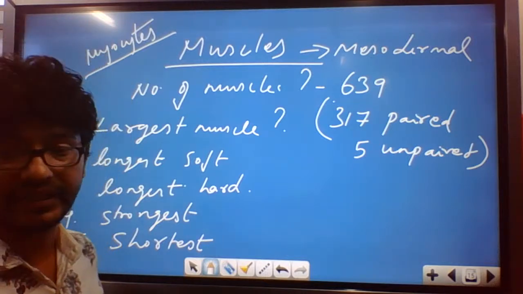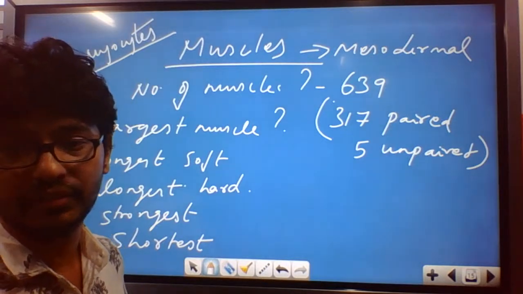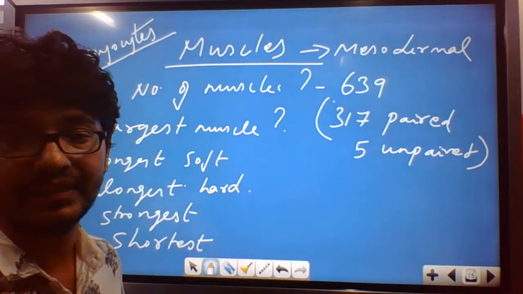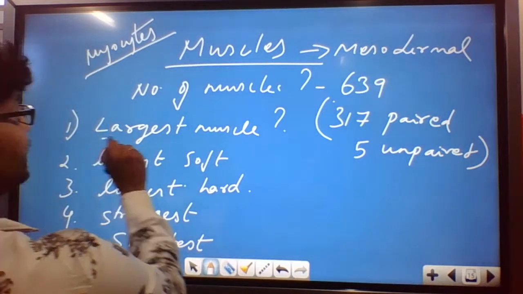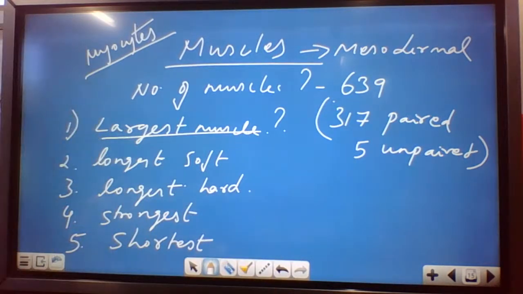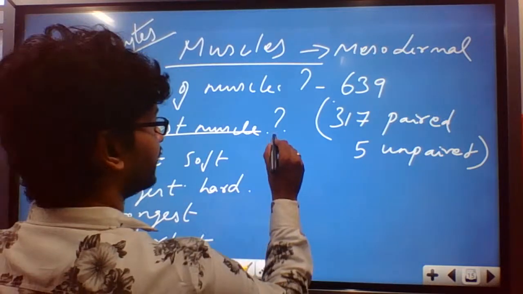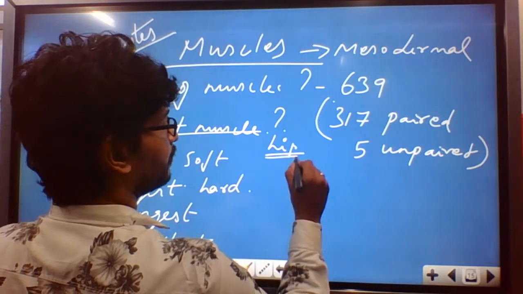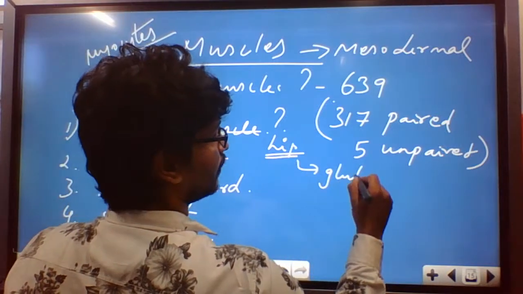You should not tell like tongue, thigh, and all. Yes, someone told me gluteus maximus. Exactly, gluteus maximus is the largest muscle. The largest muscle in your body is the gluteus maximus. It's the hip muscle. The name of the muscle is gluteus.